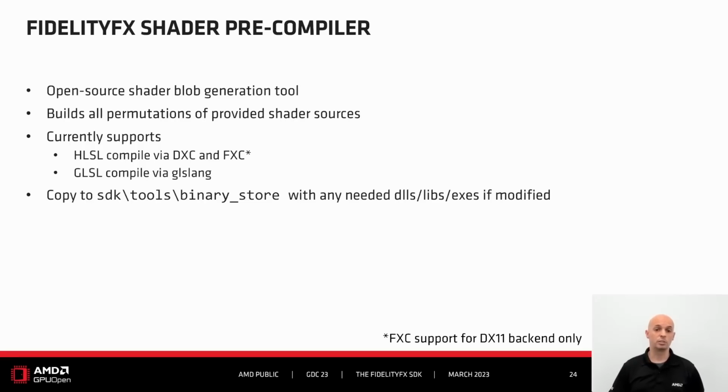Now currently, the shader compiler supports HLSL compiling via DXC and FXC when using the DX11 backend, and GLSL compile via GLSlang. The tool is easily modifiable to support additional flags and options you may need for your game needs. Just be sure to copy the compiler binary into the SDK tools binary store directory, along with any needed libraries or DLLs if you make any changes.